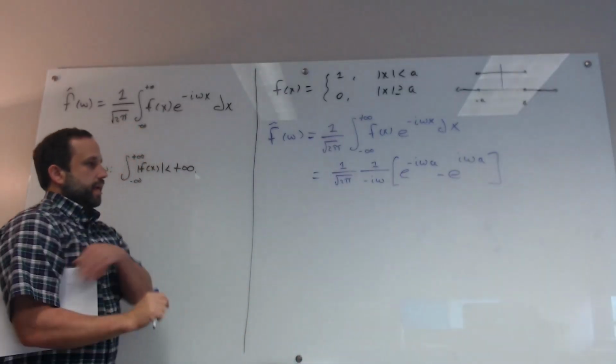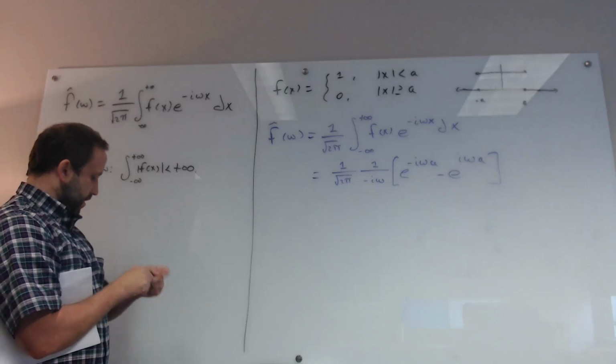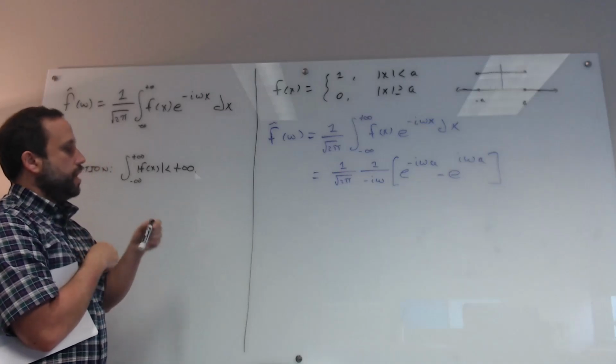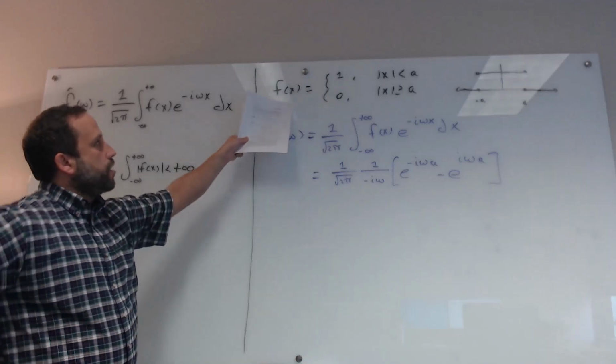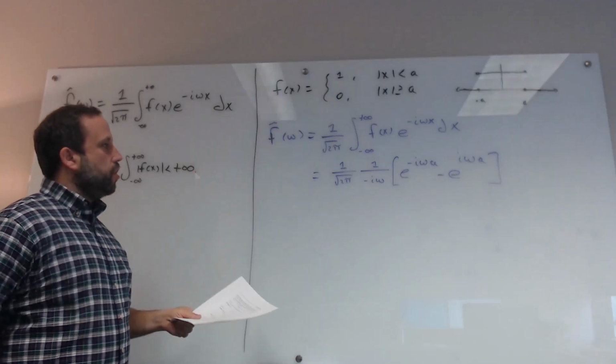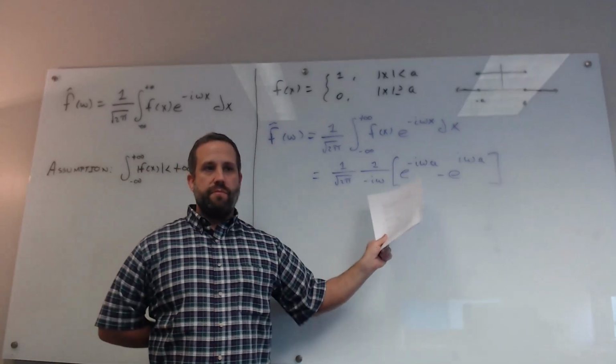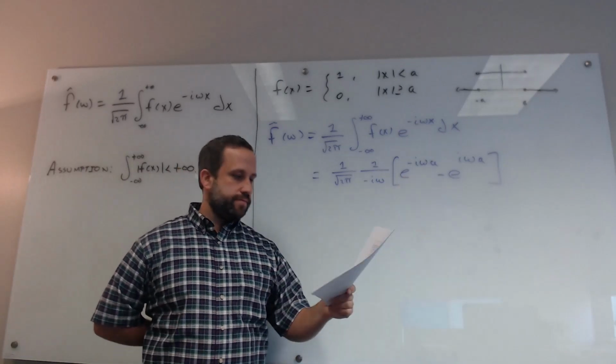Now here's the thing. This is technically correct. There's nothing wrong with this, but the function that we're given is a real valued function, and so we would like to get out things that have real values. Okay.